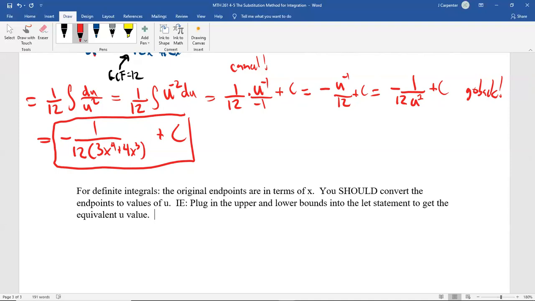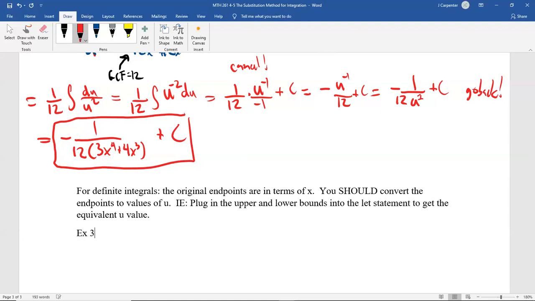Now, notice I said supposed to, should, best, because there is a way to do this without changing. Basically, you just go back to x's and then plug in the x values. But by changing to u values, we're never going to have to go back to x's. We can plug in terms of u's, which is generally a simpler looking equation or function. So let's try this out.